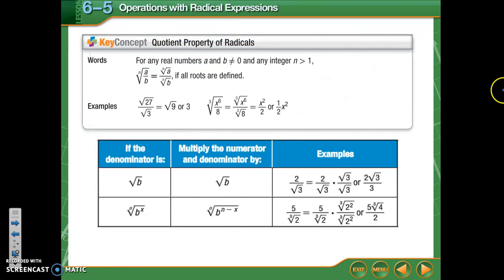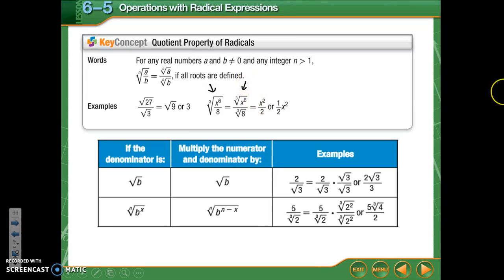All right, let's remind ourselves about the quotient property. The quotient property says that if I have a fraction under a radical, I can take the radical of the numerator over the radical of the denominator. So for example, here I have the cube root of x to the 6 over 8. That's the cube root of x to the 6th over the cube root of 8. I can do them separately, and I get x squared over 2.